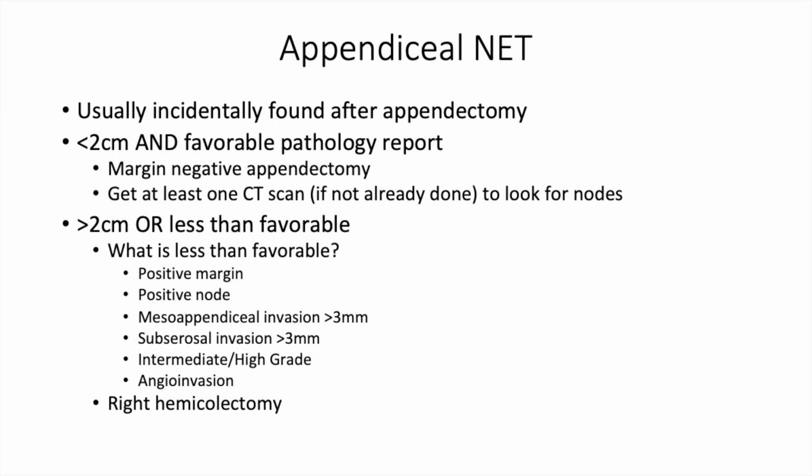So all these things listed here are basically just things that put you at high risk for nodal disease. These neuroendocrine tumors of the small bowel and appendix, they go to the nodes early. So even a very small primary tumor can go to the lymph nodes. So you really have to have a high suspicion and go do a nodal harvest if any of these things are found on the pathology report.